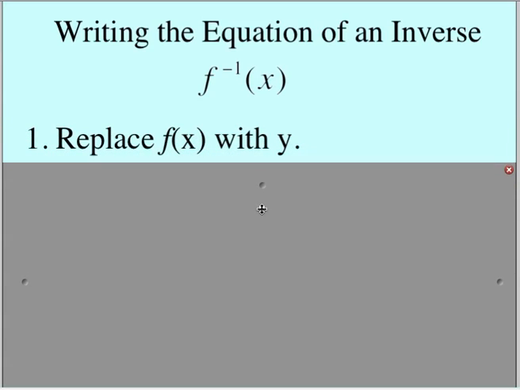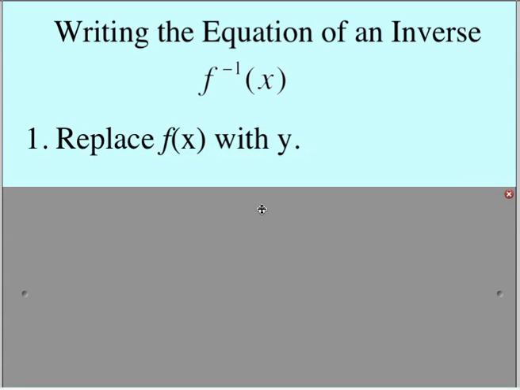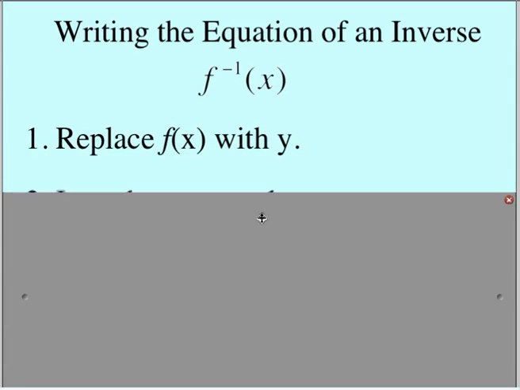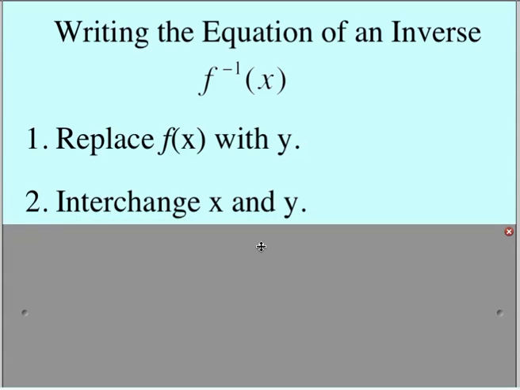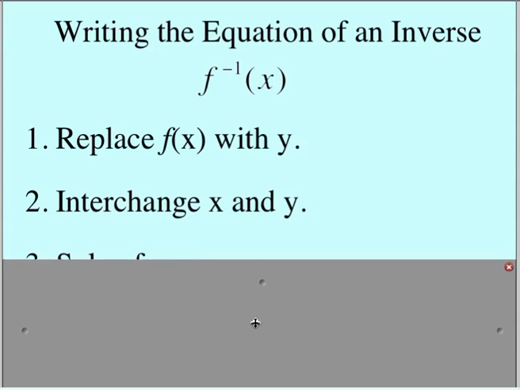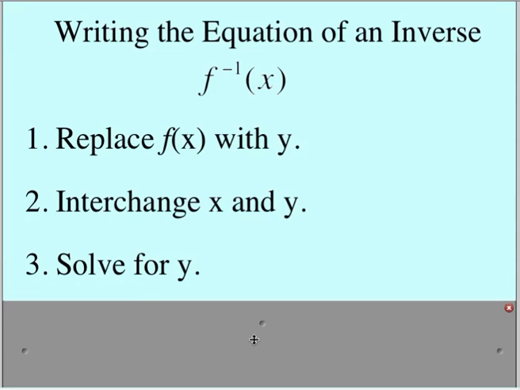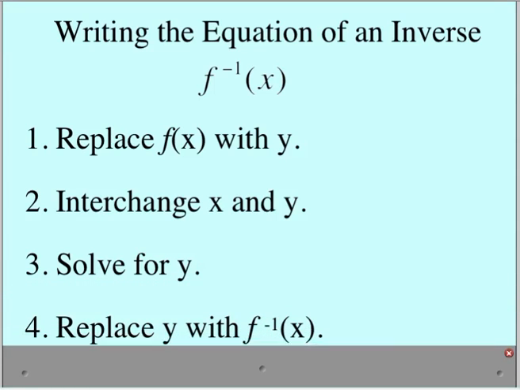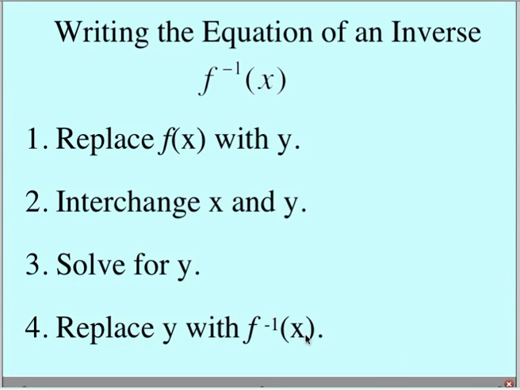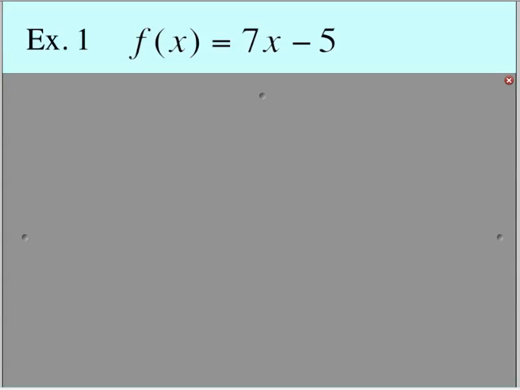Our first step is that you want to replace f of x with y. Second step would be to interchange x and y. Step 3 is to solve for y. And then step 4 is to replace y with the f to the -1 of x. And let's do an example with those 4 steps.